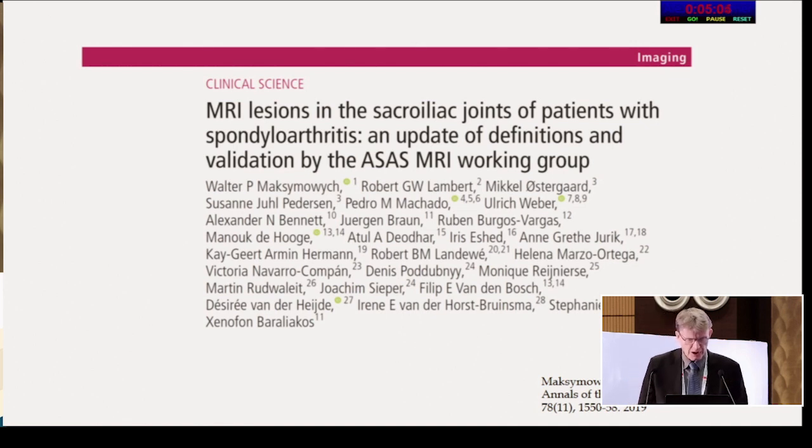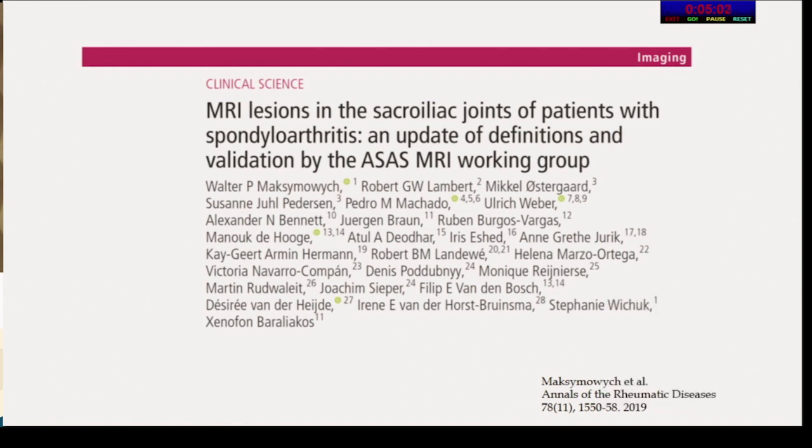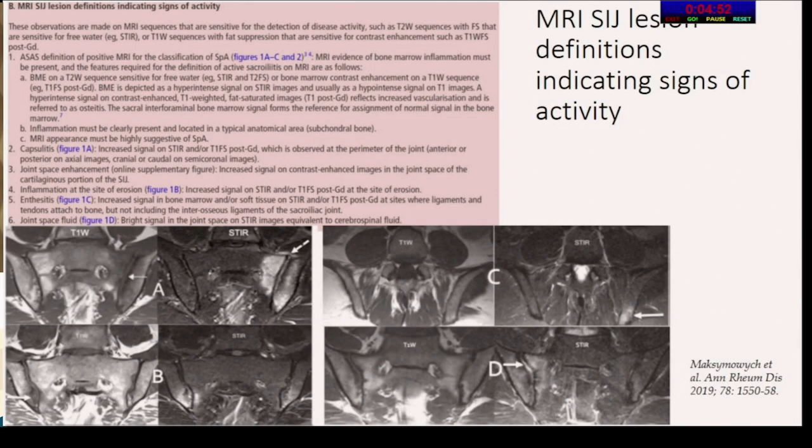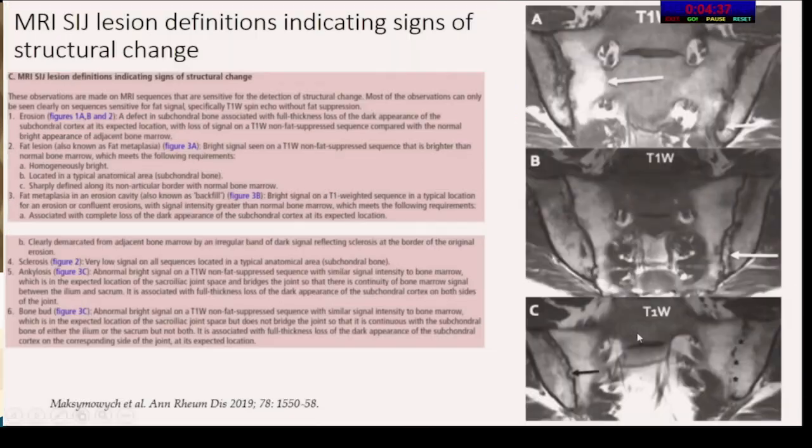So, if you want to find one paper which describes the different definitions of the SI joint changes, then this paper is fairly recent and is good. I won't go into detail with it, but just showing that it indicates there are pictures and definitions of how, for instance, bone marrow edema and other inflammatory lesions look. Also enthesitis down here, and the same is true for signs of structural damage, like what you see here: erosions, fat infiltration, new bone formation, etc.